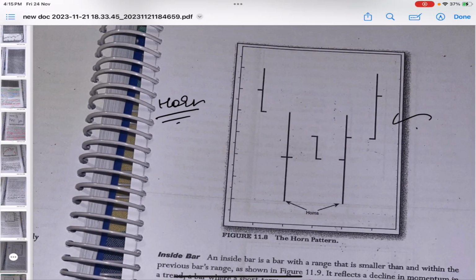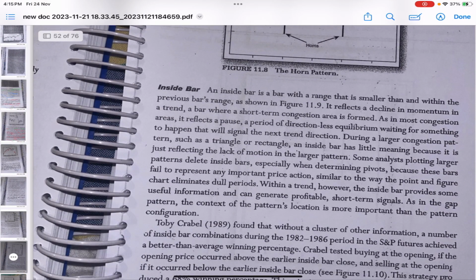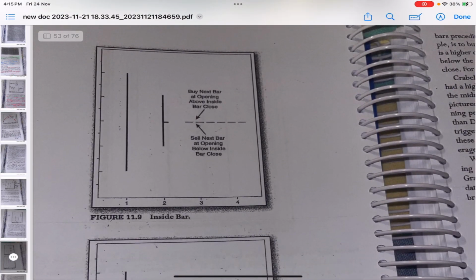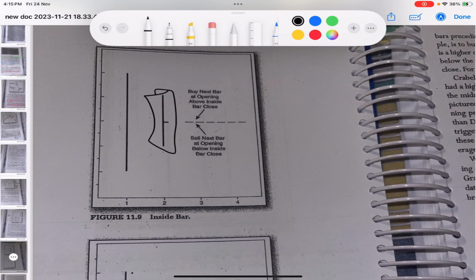Moving on, we have what is known as the inside bar. An inside bar is basically nothing. An inside bar means a candle which is inside another candle, and usually what people do is they trade the breakout of the inside bar. That's what people usually do. So if you look at this, this particular bar is inside this particular bar, right?